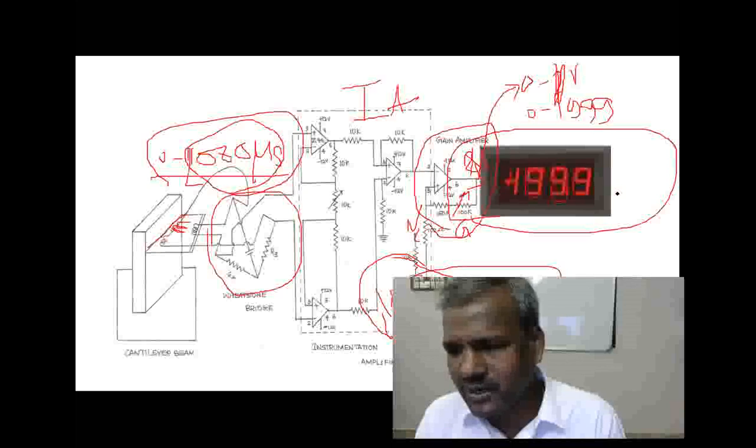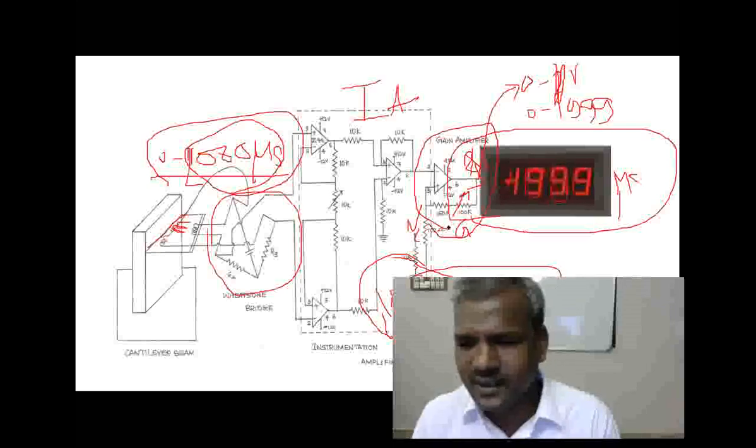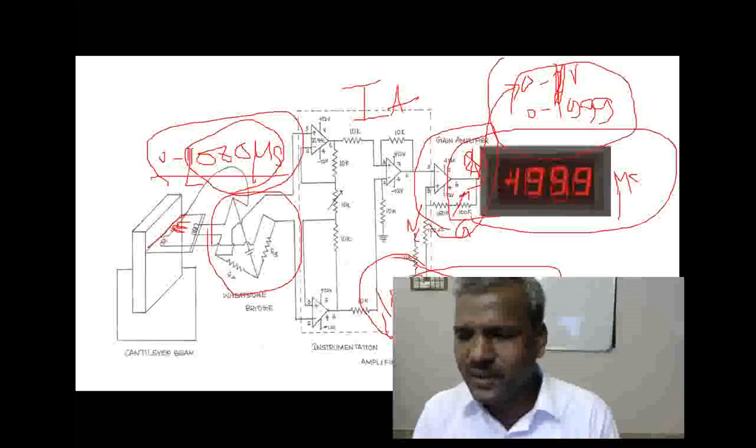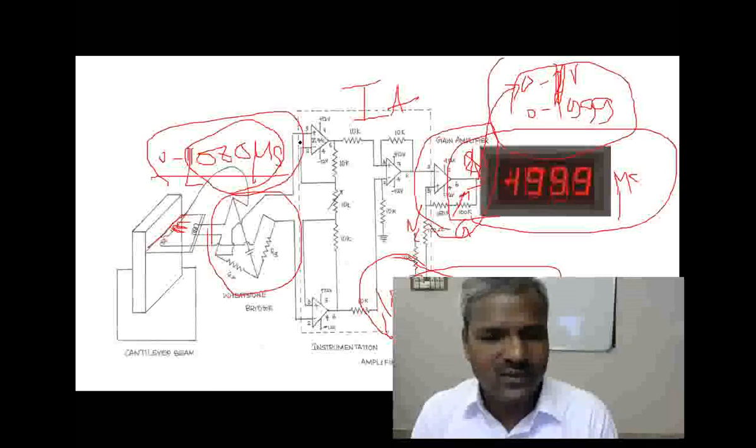Just you put a sticker here: 1000 micro strain. Understand? This is the calibration of digital instruments. Based on this, the 3.5 digit display simply converts voltage into counts. Whatever is displayed here is count. So the count is calibrated in terms of whatever physical parameter we need to display here.